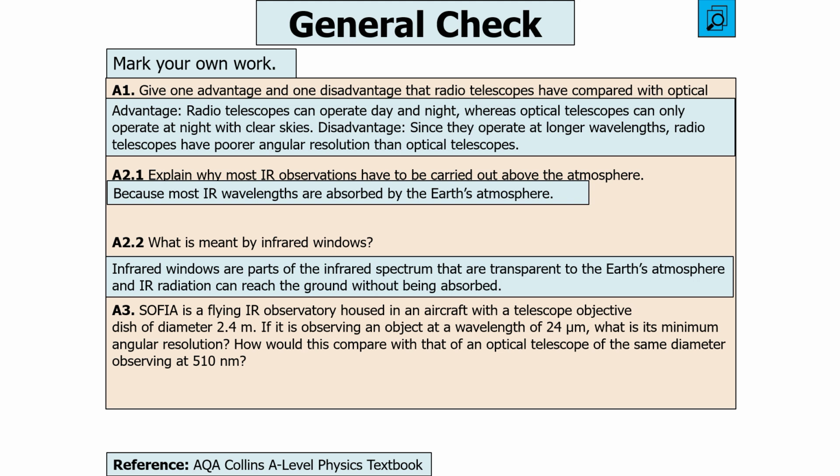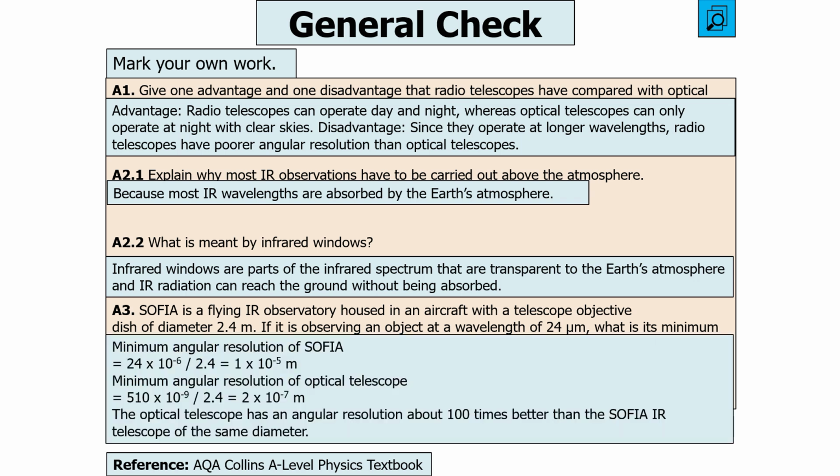Now, we can work out the minimum angular resolution by making sure we're using the same units, so convert our nanometers into meters and our micrometers into meters, pop them in there, and you can work it through to be 1 times 10 to the minus 5 and 2 times 10 to the minus 7 meters. That therefore tells you that the optical telescope has an angular resolution about 100 times better than the infrared telescope of the same diameter, mostly because of the wavelength of the light itself.